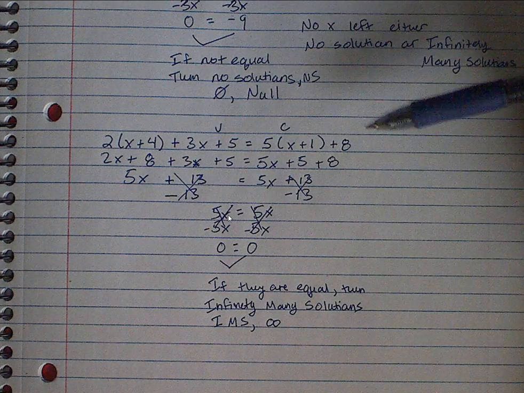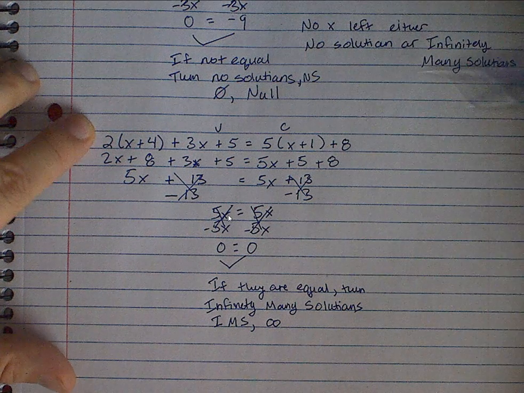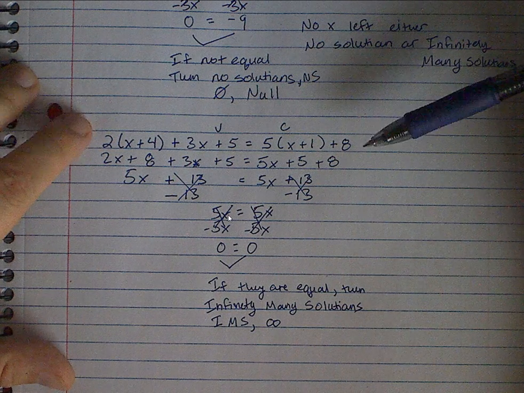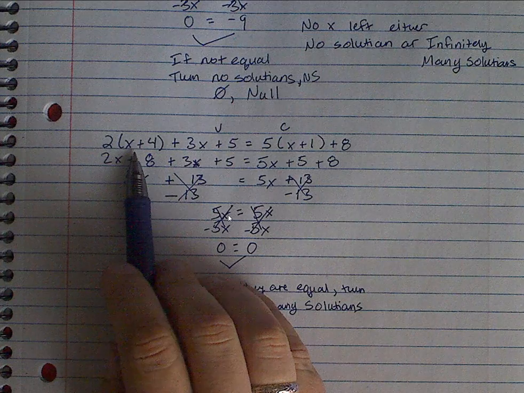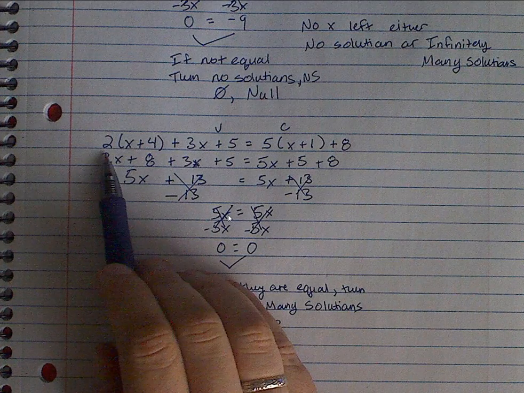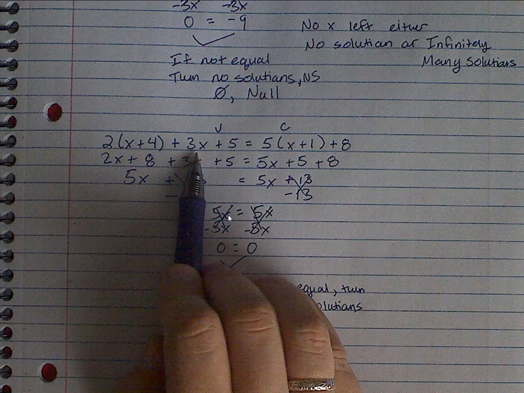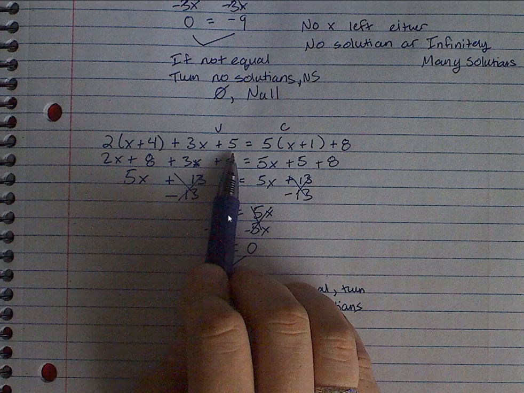It balanced. If I put a different number in, it would balance too. No matter what number I put in here, if I put a billion in here, it would balance on both sides. Great. So what's a billion plus 4? Okay, times 2. 2 billion and 8. Plus 3 billion. Plus 5. 5 billion and 13.